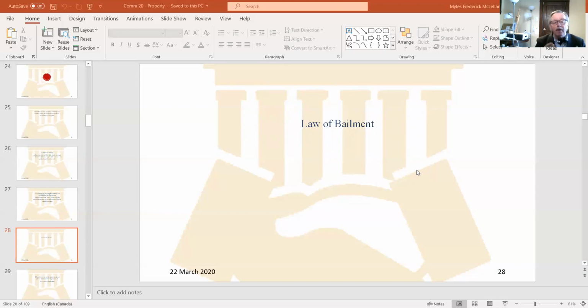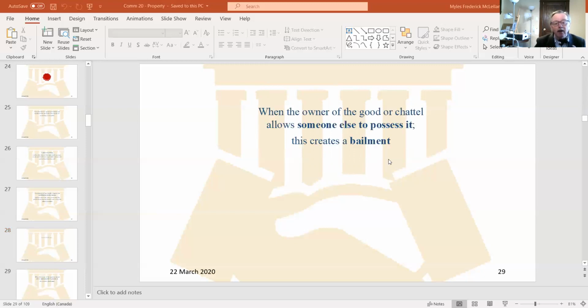Okay, the law of bailment. The law of bailment is a very specialized kind of law that deals with personal property, but it's incredibly important because bailments take place pretty much in everyday business activity. When the owners of a good or chattel allow someone else to possess it, that's considered what's called a bailment. A bailment is an old English term, so you need to be familiar with it.